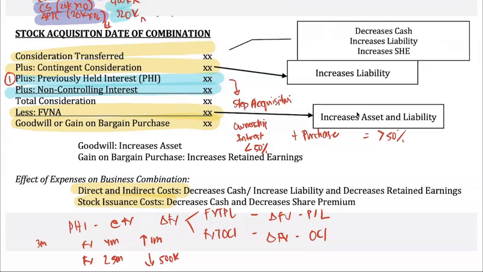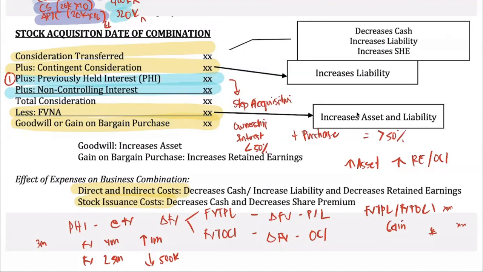So what's the effect then of a previously held interest? Of course, first you need to account for the increase in asset. It will increase your asset and at the same time increase your retained earnings or OCI. So your entry is debit FVTPL or FVTOCI, and then credit gain. Normally it is always a gain. So for previously held interest, normally it is always a gain. Your entry is debit FVTPL or FVTOCI, and then credit gain.